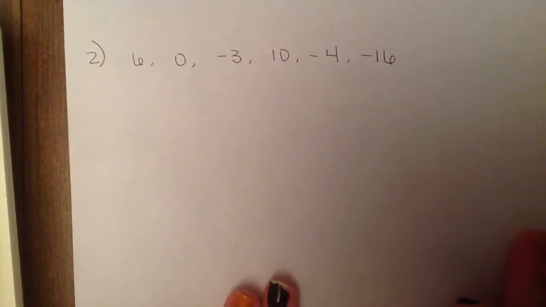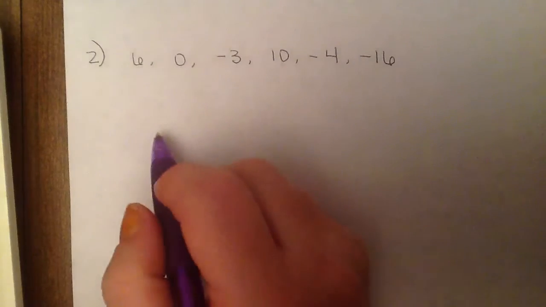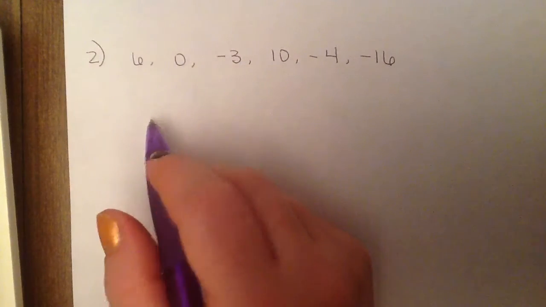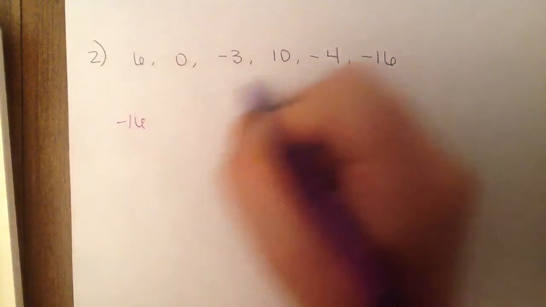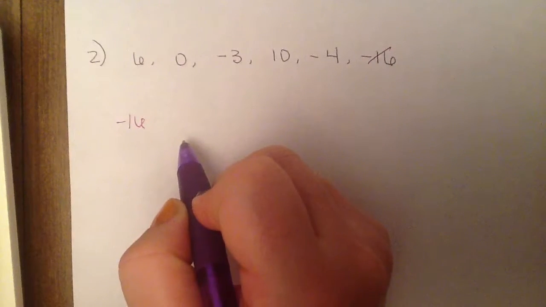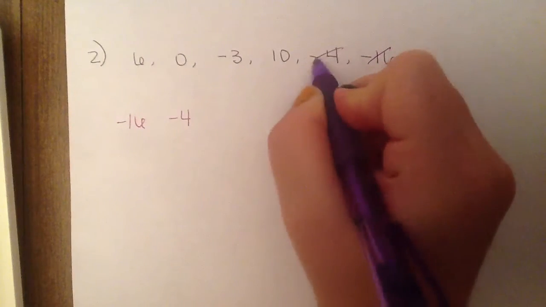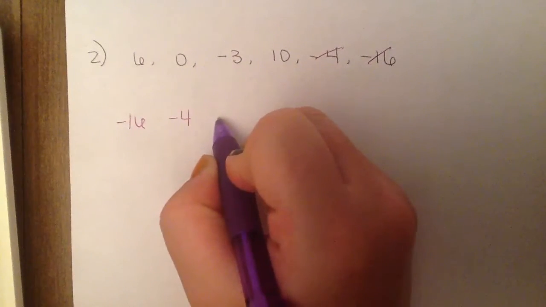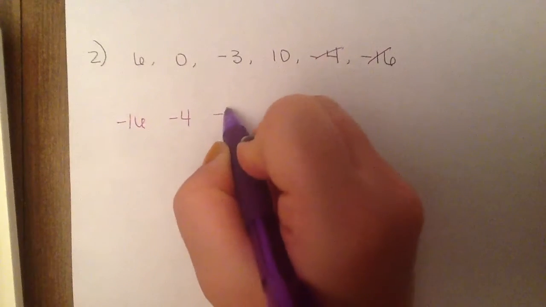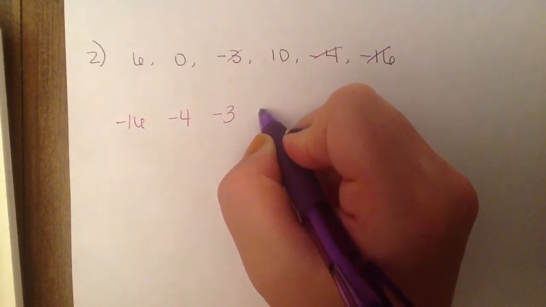Try this one on your own. Put those in order, smallest to biggest. Let's go over this one together. What is your smallest number up here? Negative 16. As you continue to move right on the number line, what number would you hit next? Exactly, negative 4. Keep going right on a number line, what would you get? Negative 3. Next would be 0.